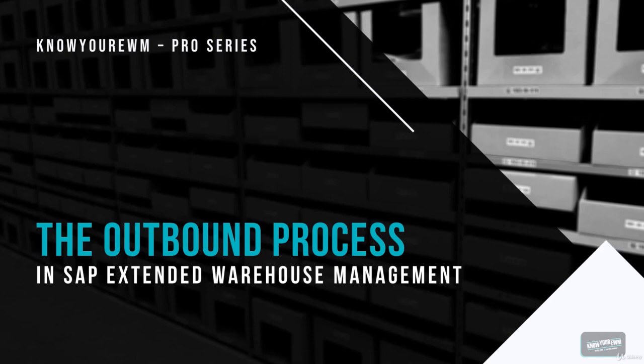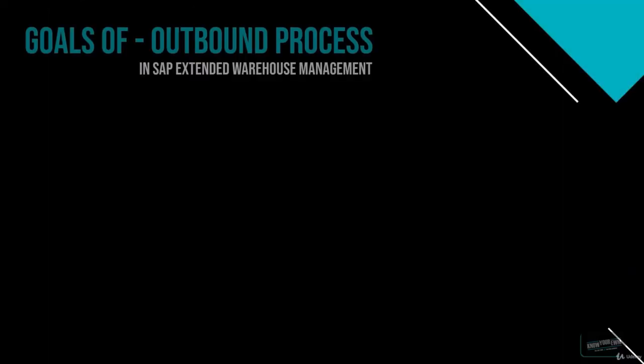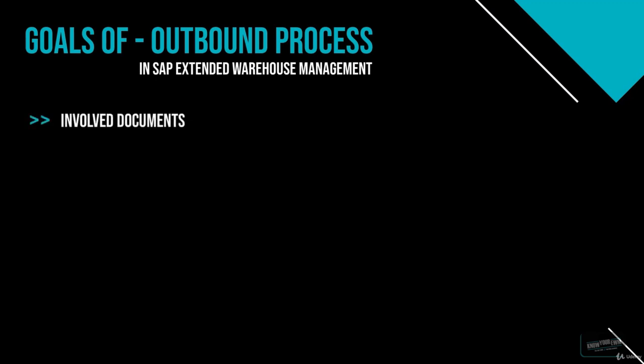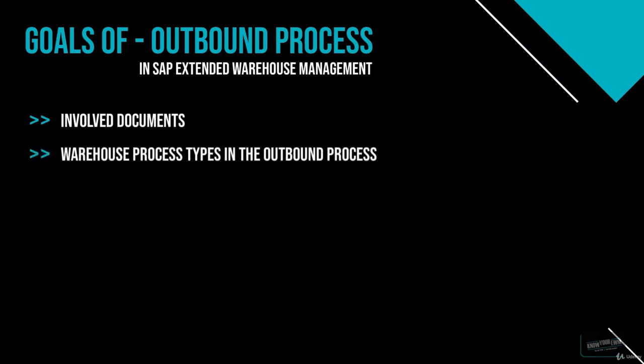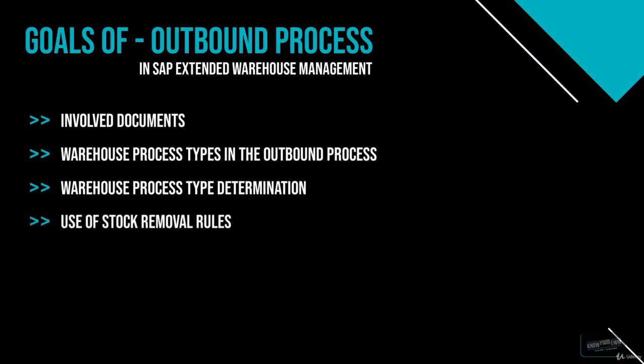But for now, let us first have a look at the different goals we want to achieve in this part of the course. You will understand what documents are involved during the outbound process. You will be able to describe warehouse process types for the outbound process, and you will be able to set up a warehouse process type determination. You will be able to describe the use of stock removal rules, and you will be able to customize them. And for achieving those goals, let us start from the beginning with creating an outbound delivery.